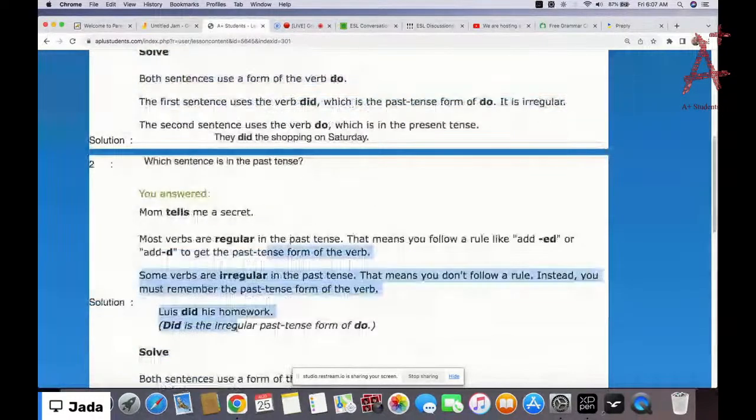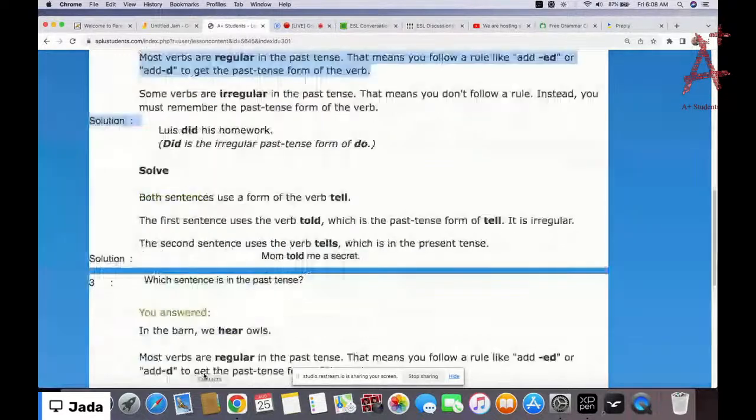Now, it's the same thing for here. Which sentence is in the past tense? Mom tells me a secret. So now, if tells is present, you need to find the past tense of tell. And the past tense of tell is what? Mom told me a secret.